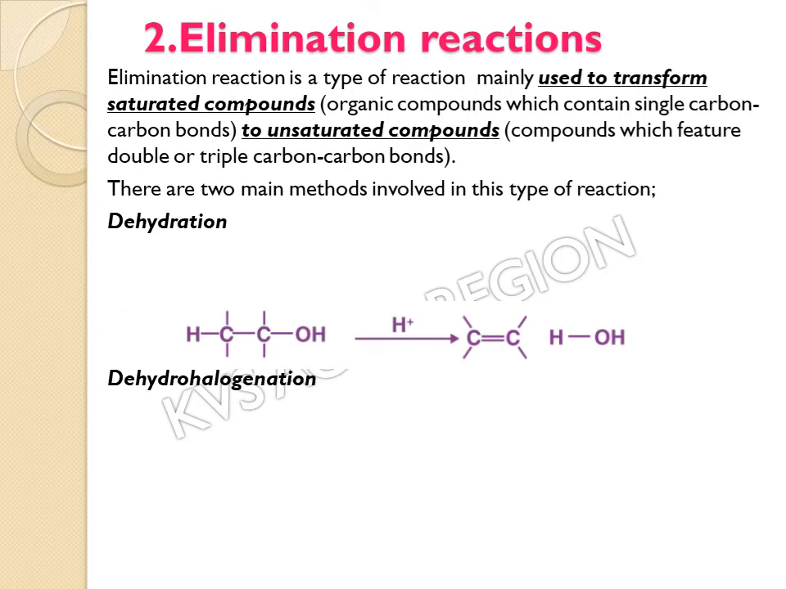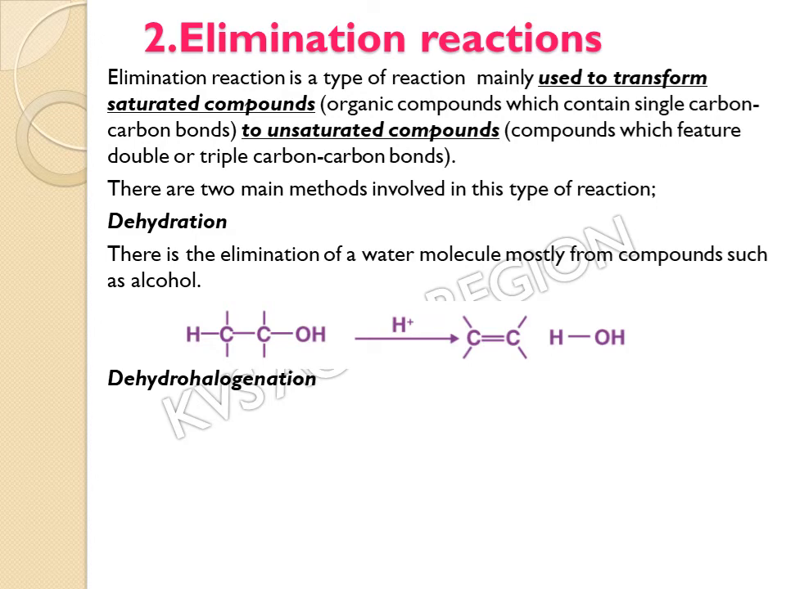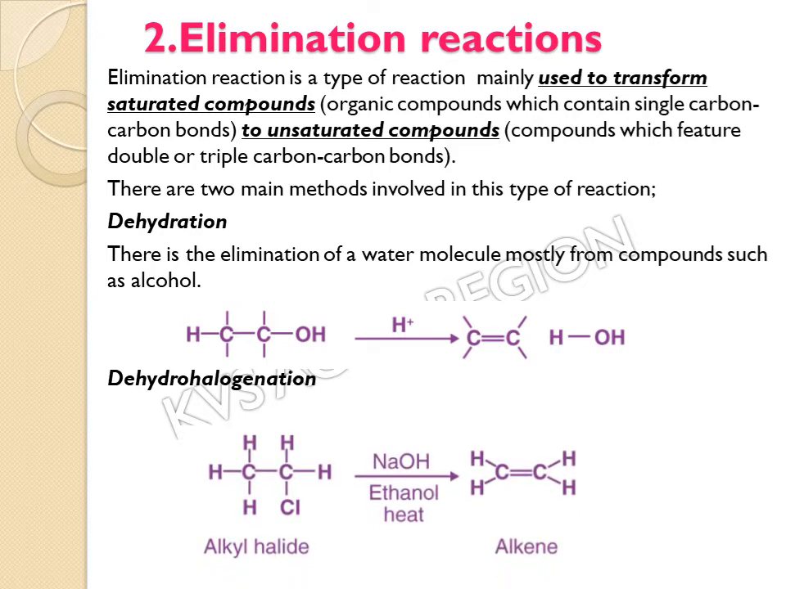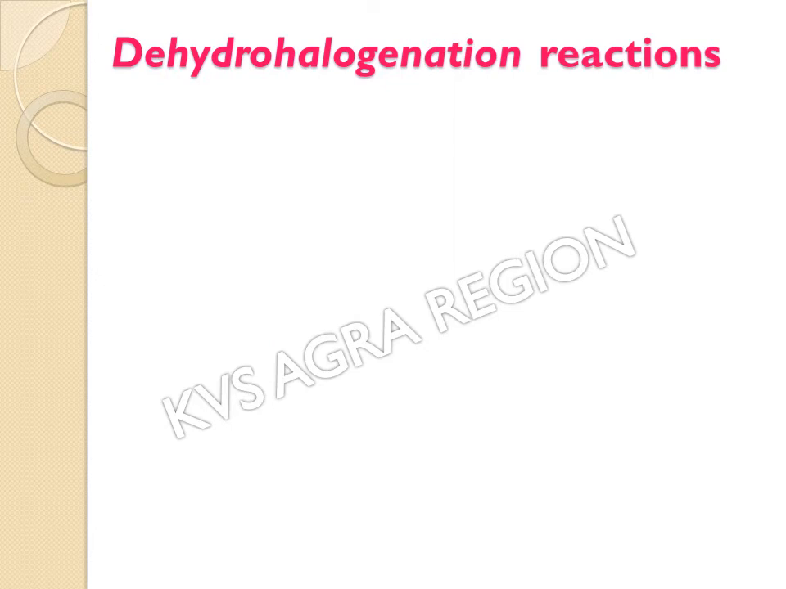Here is the equation. There is elimination of a water molecule mostly from compounds such as alcohol in the presence of a dehydrating agent like sulfuric acid. Here we can see that chloroethane, when heated with alcoholic NaOH or KOH, results in the formation of alkene, and one hydrogen and halogen are eliminated. We are mainly concerned with the dehydrohalogenation reaction in this chapter.